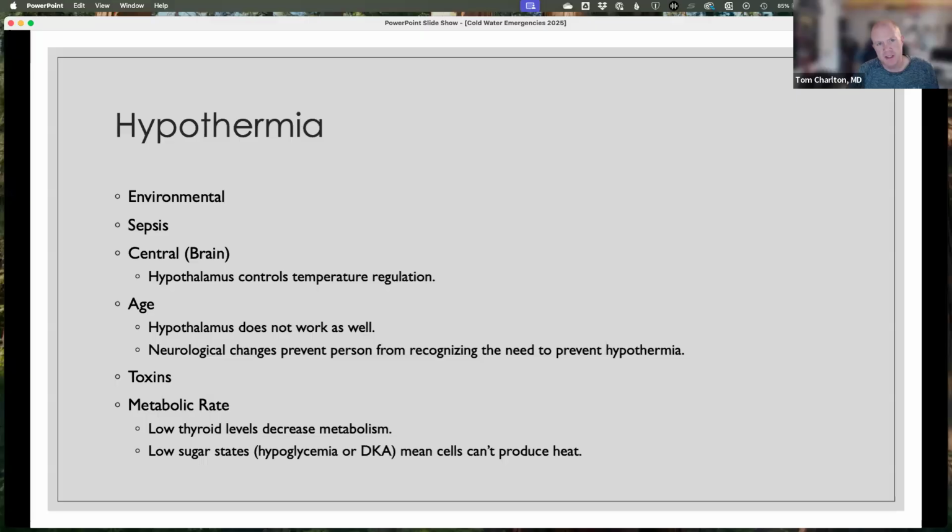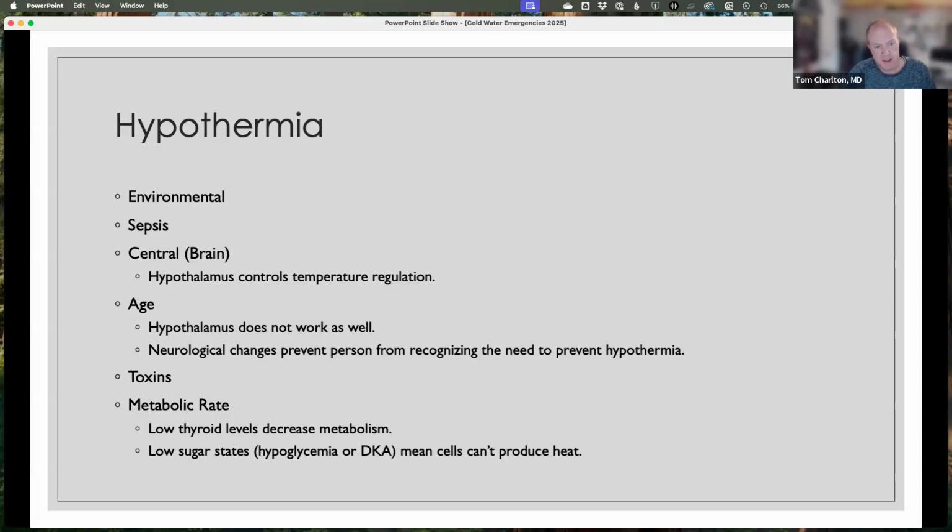Hypothermia, though, can be caused by a bunch of other things. Obviously, today we're focusing on the environmental causes, but we also have to keep in mind that hypothermia can be caused from sepsis, from brain injuries or bleeds, age. It's why old people tend to have their houses wickedly hot during the winter. It's because their body isn't able to regulate its temperature as well. It's also why infants need to be kept warm, and we need to keep them bundled up, etc. Their body has not developed enough yet to regulate its own temperature.